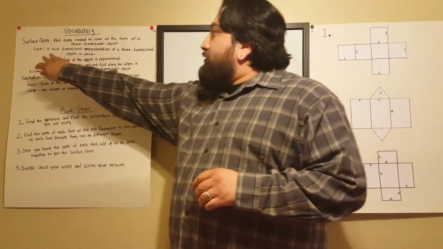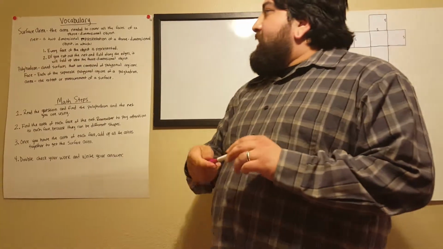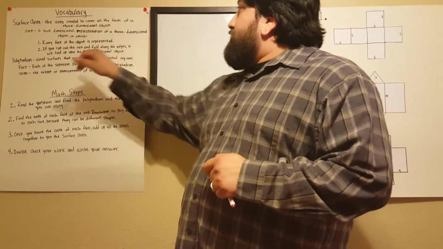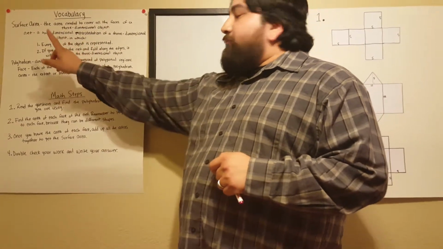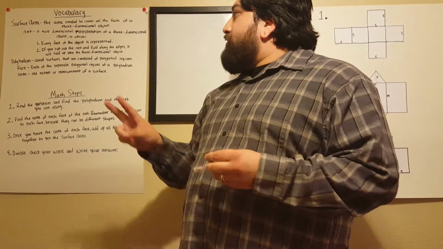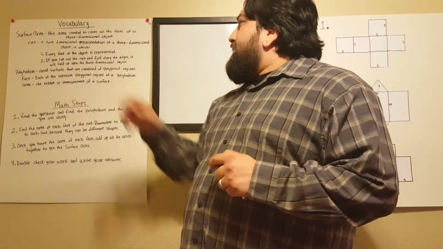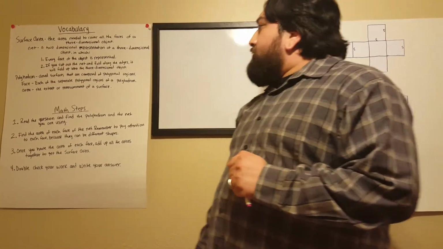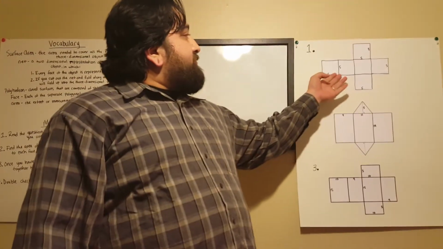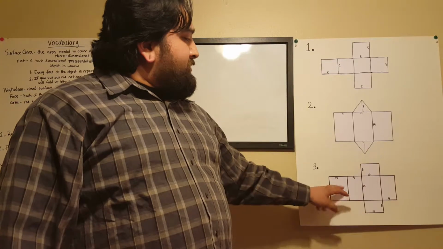Now, the next word we have is net, and a net is a two-dimensional representation of a three-dimensional object in which, one, every face of the object is represented, and two, if you cut out the net and fold it along the edges, you'll be able to fold it up into a three-dimensional object. The nets look like this over here. These are just different nets.